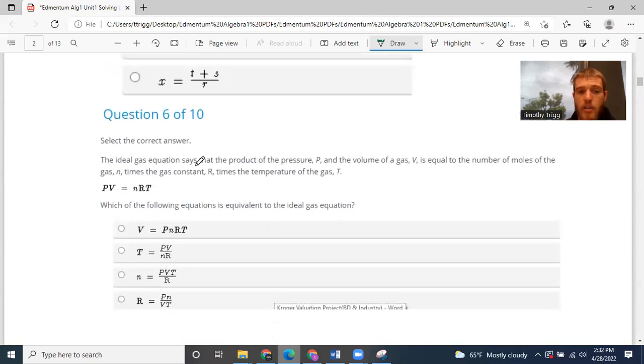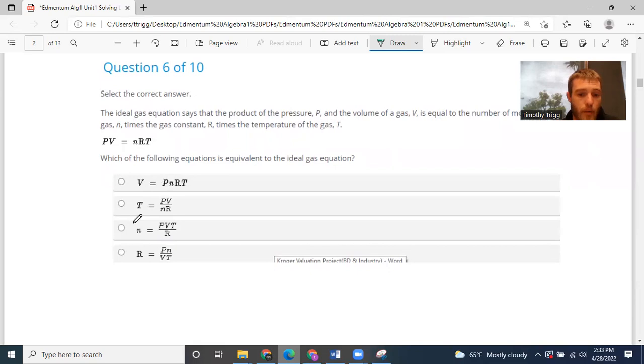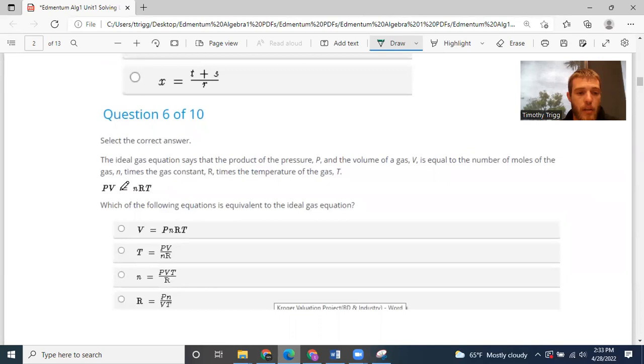The ideal gas equation says that the product of the pressure, P, and the volume of the gas, V, is equal to the number of moles of the gas, n, times the gas constant, R, times the temperature of the gas, T. Which of the following equations is equivalent to the ideal gas equation? Here they solve for V, they got that. Solve for T, they got that. Solve for n, they got that. Solve for R, they got that.